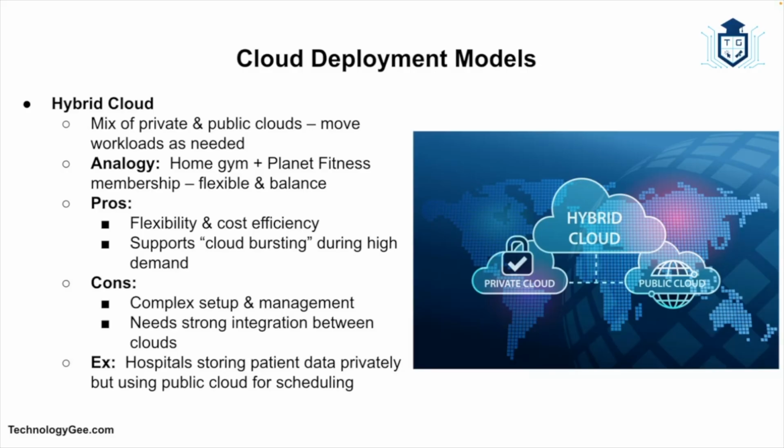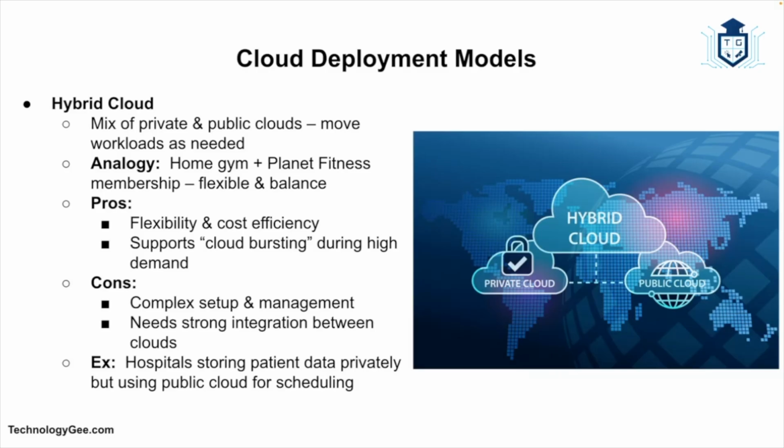Now, hybrid is exactly what it sounds like. This is a combination of public and private cloud, and that means that you can move workloads between the two as needed. An example of this would be a hospital that keeps sensitive patient data in a private cloud, but uses the public cloud for less sensitive operations like staff scheduling. The pros are it's more flexible, it's cost effective for certain workloads, and it allows what is called bursting into the public cloud during high demand. The con is it's complex to manage and it requires strong network integration.